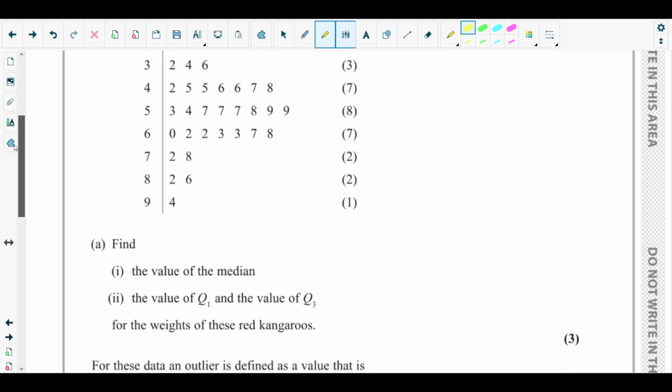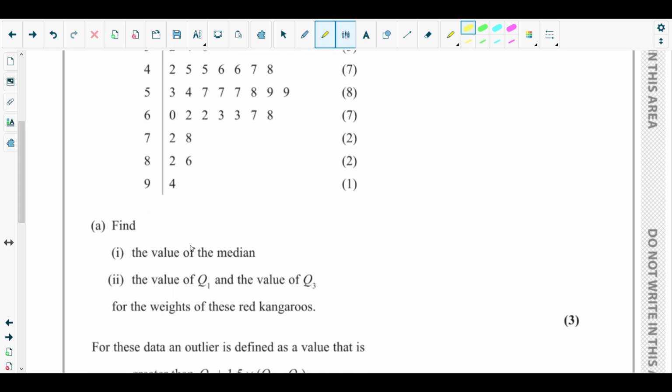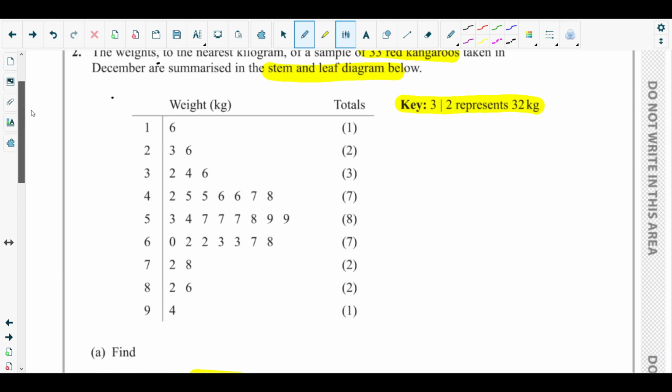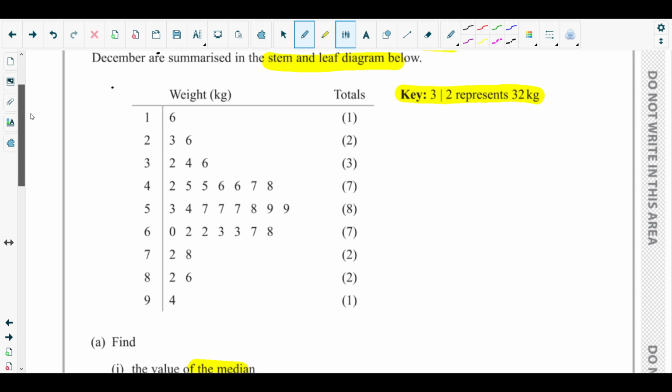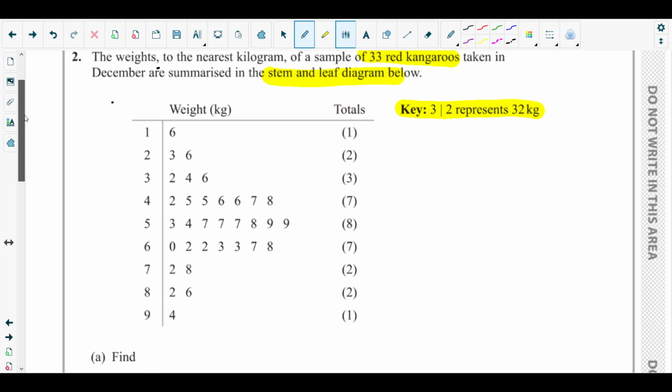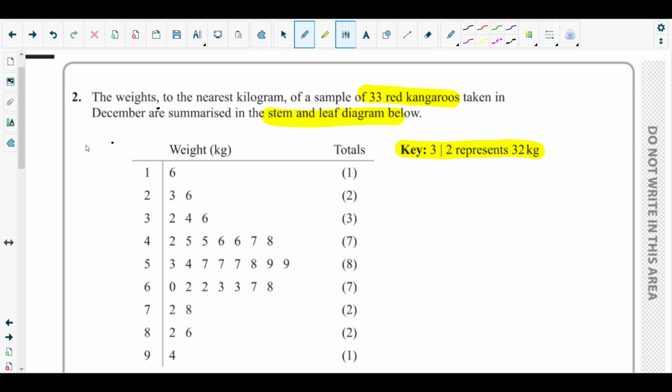In part A, the question asks to find the value of the median. Part A, number 1, the value of the median. Median is basically the data value that lies at the 50th percent of the whole data. So that depends on the total number of data, which is what? 33. So let's find out the median.